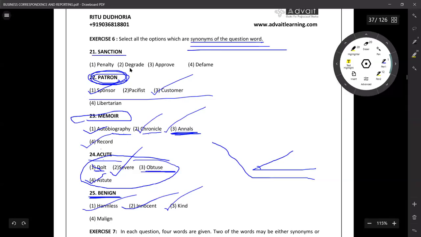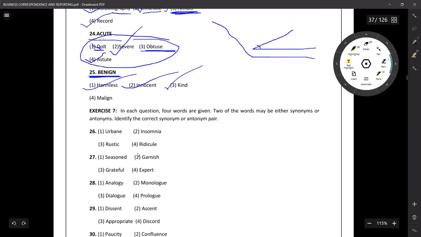Sanction. Come on, your loan has been sanctioned. Tell me, your loan has been sanctioned. Correct, your loan has been approved. The US has imposed a lot of sanctions on North Korea. Very good. Restrictions, penalty. Good. Okay, clear, guys?